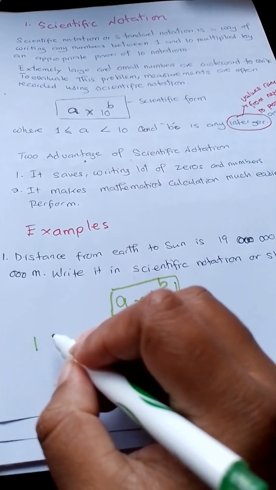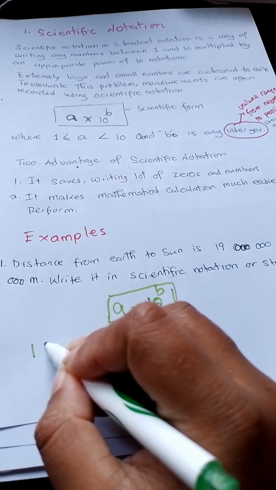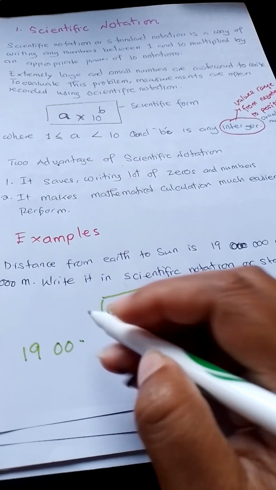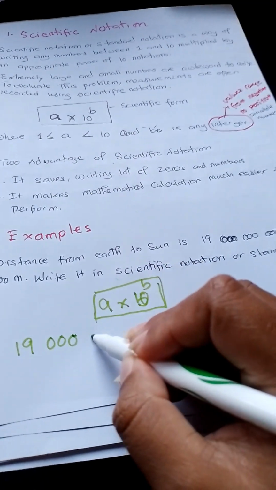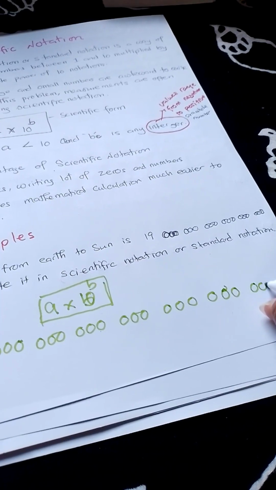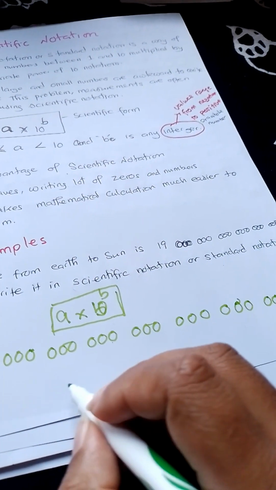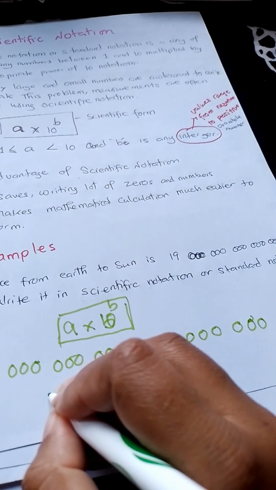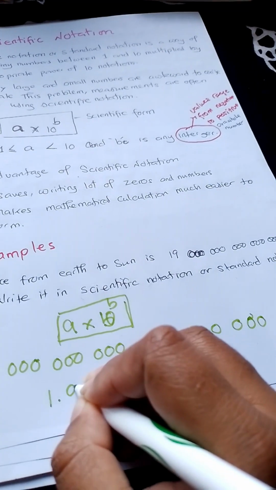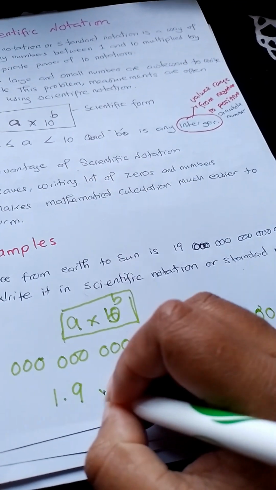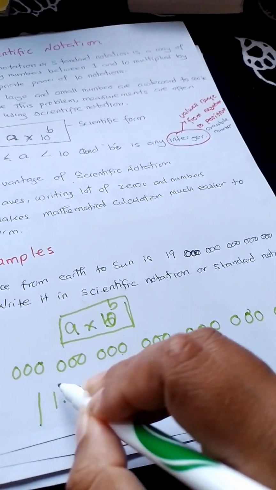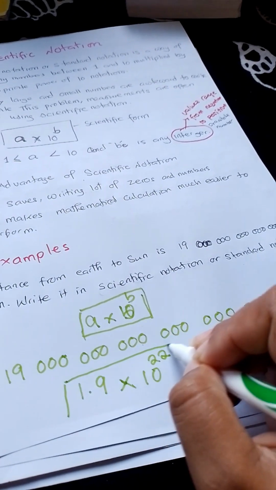The distance from Earth to Sun is 19,000 followed by 21 zeros. So we have to write it in scientific notation in this form. That's 1.9 times 10 to the power of 22. This is in scientific notation form.